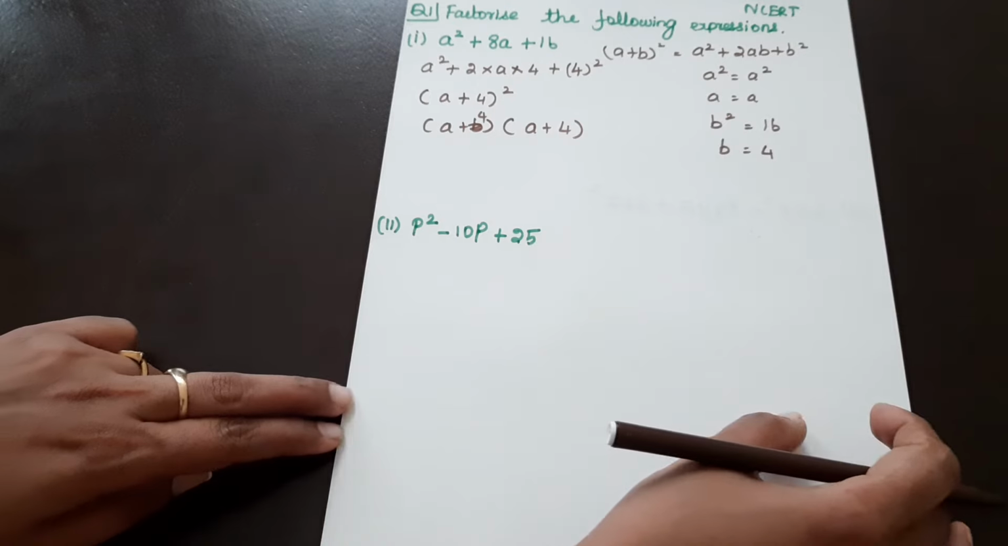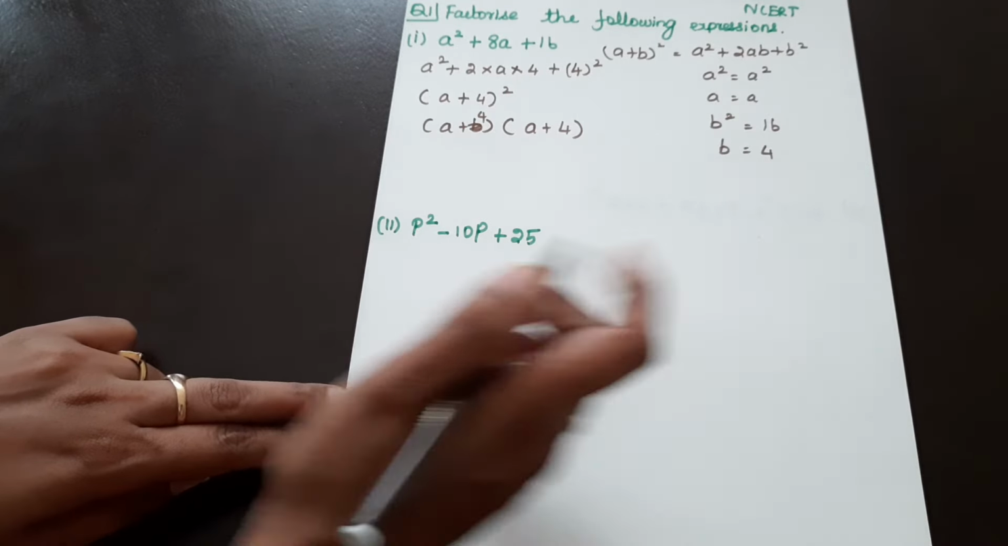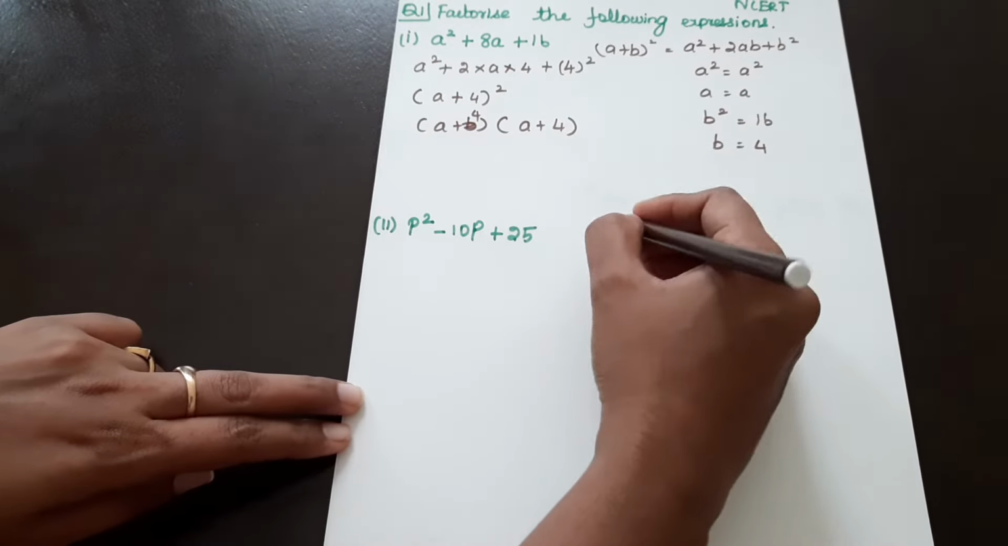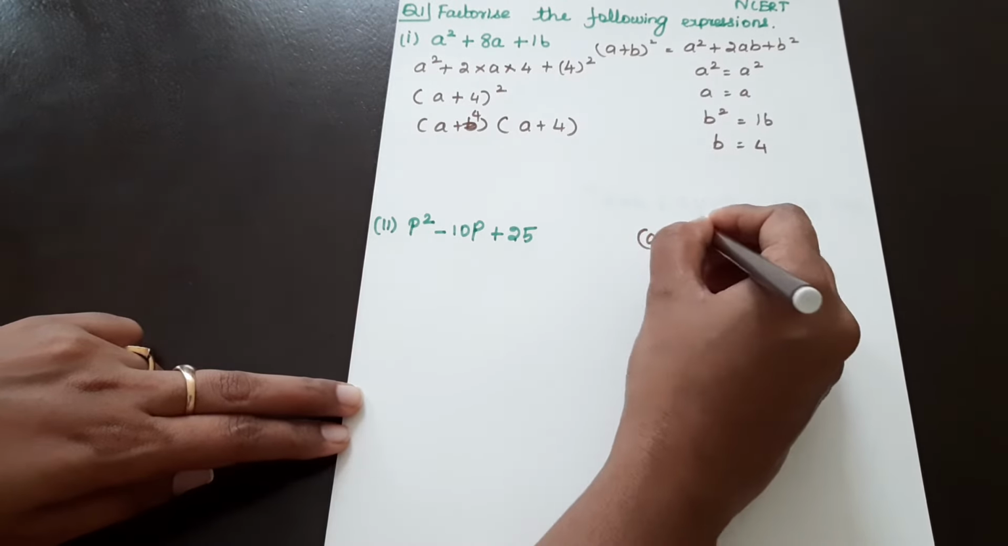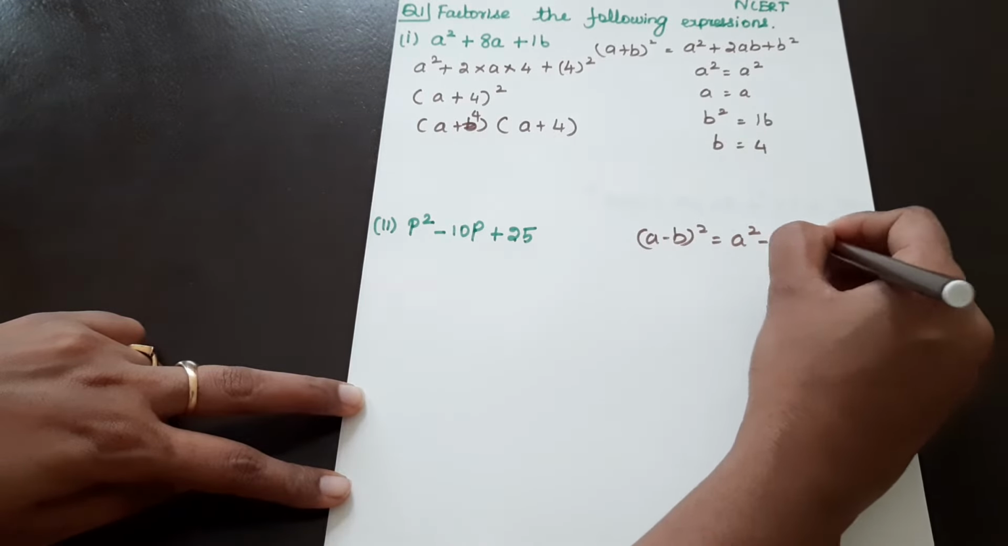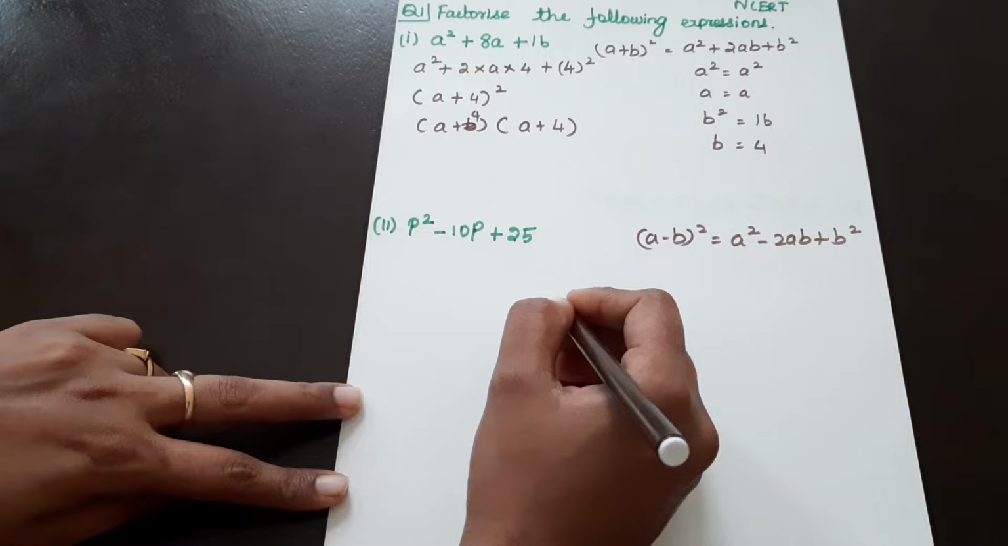Part 2. P squared minus 10p plus 25. Here it is minus, so we use the identity for minus. So (a minus b) whole squared is equal to a squared minus 2ab plus b squared. Okay?